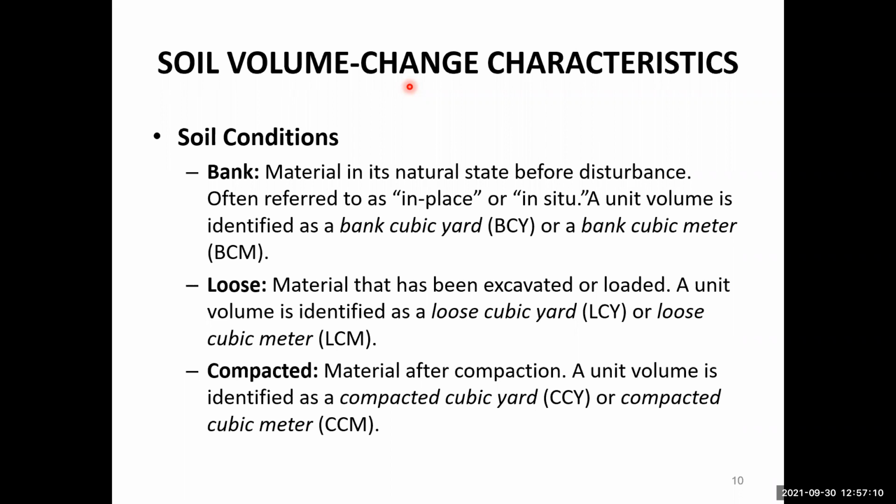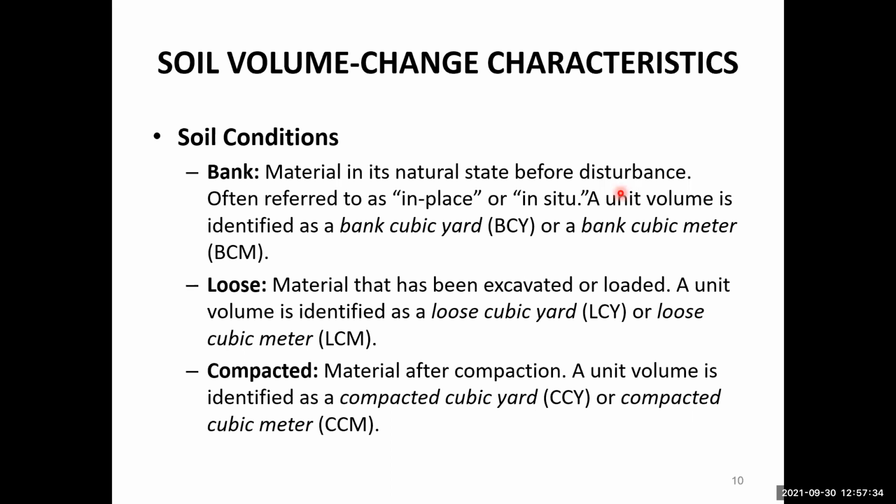So therefore, the change in the volume of the soil is an important characteristic when we are performing the earthwork operations. So for this, we need to understand a few definitions. Okay, so one of these definitions is called as the bank definition. So what is a bank? A bank is a material in its natural state before disturbance.